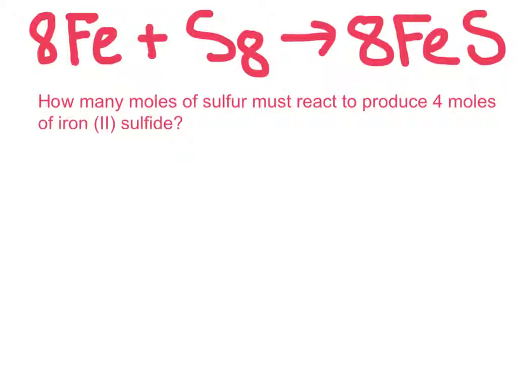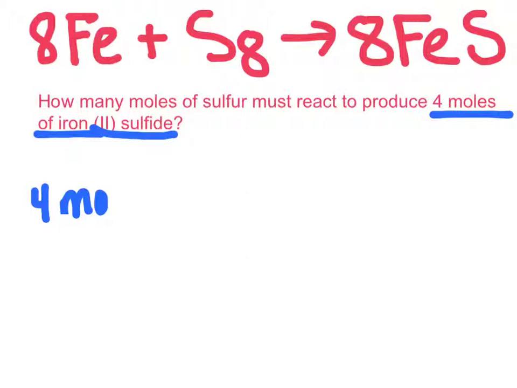All right, we're going to try a problem here. So here's that same reaction from the last lesson. And it's asking how many moles of sulfur, which is right here, must react to produce 4 moles of iron 2 sulfide. All right, so if you can, I want you to pause me and try this problem. If you know that you can't, I will give you a little bit more help. All right, so here we go. All right, so I'm starting with 4 moles of iron. Sorry, I didn't even finish. Iron 2 sulfide.